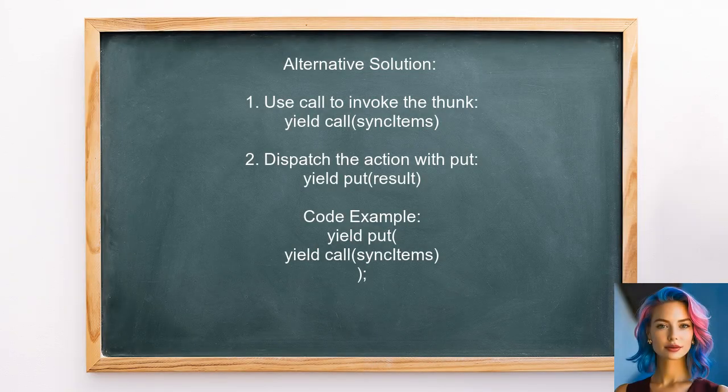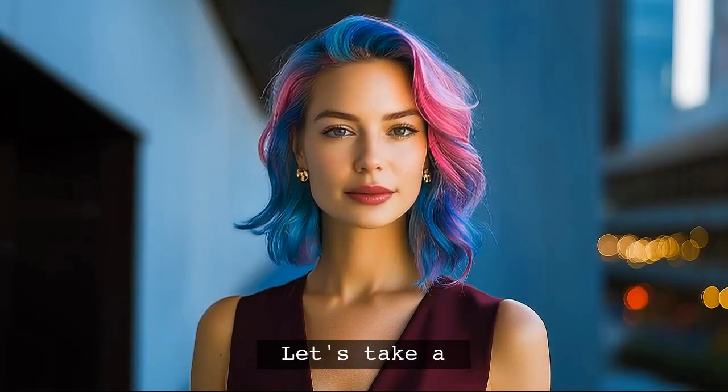One alternative approach to dispatch a thunk from a saga is to use the call and put effects from Redux Saga. First, you can call the thunk using the call effect, which returns a promise. Then you can dispatch that promise using the put effect. That's it for that answer. Let's take a look at another one.